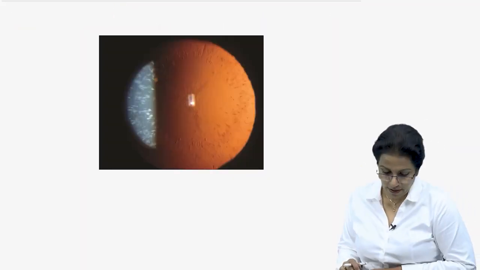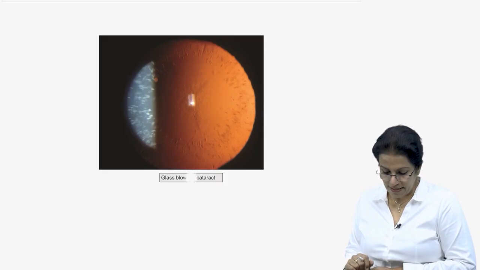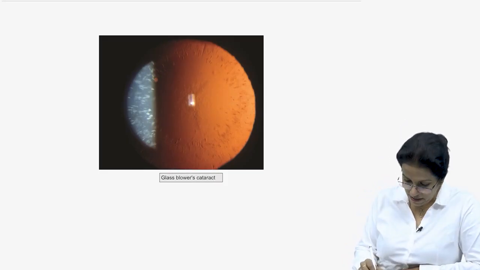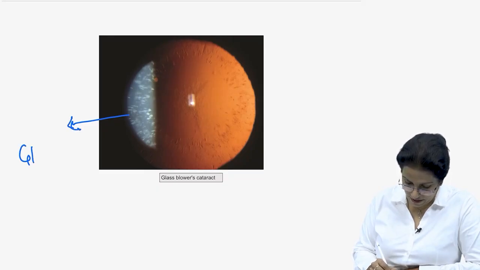So what are you looking at? This is your glass blowers cataract. Okay, all these opacities that you see, this is what is glass blowers cataract due to infrared radiation.